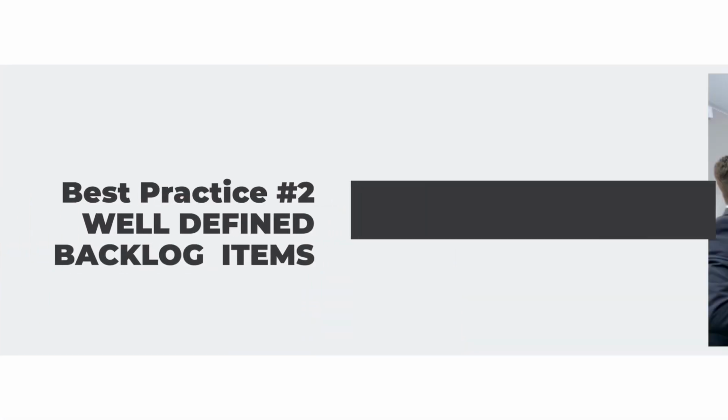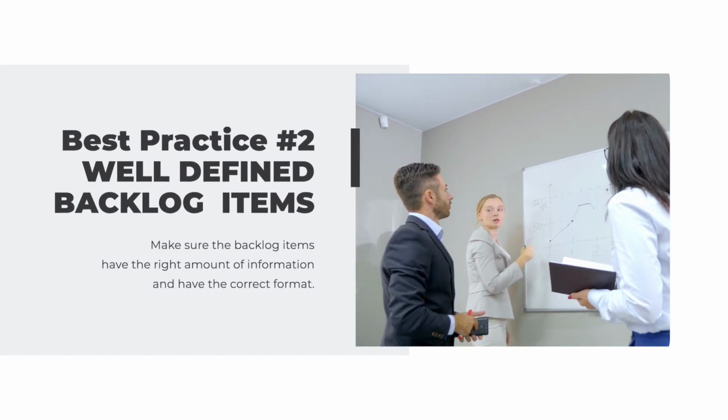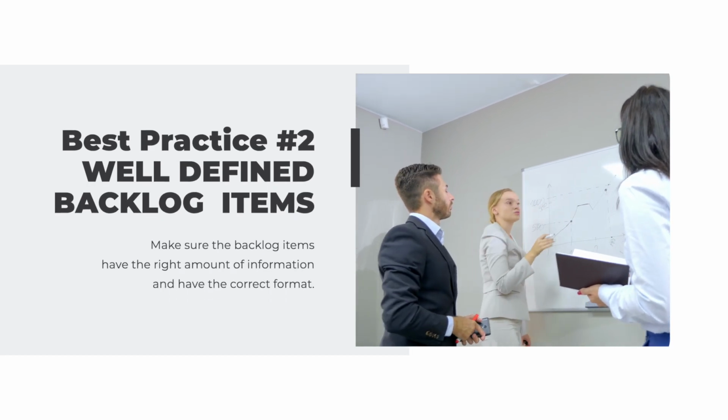Best practice number 2. Make sure all backlog items are well defined. The backlog items must contain the right amount of information to be useful for the team and other stakeholders that need to access the backlog. If the frequently used information is not present on the backlog items, if it is hard to find, or if it requires significant effort to access the information, the backlog will quickly become useless. To see what is the right amount of information for backlog items, please watch my other video available here.